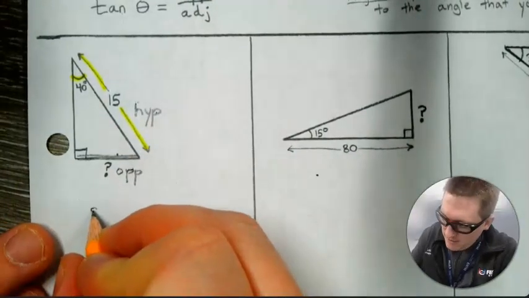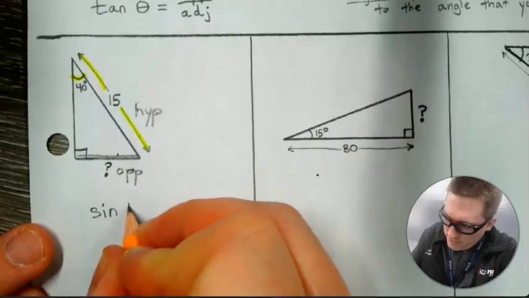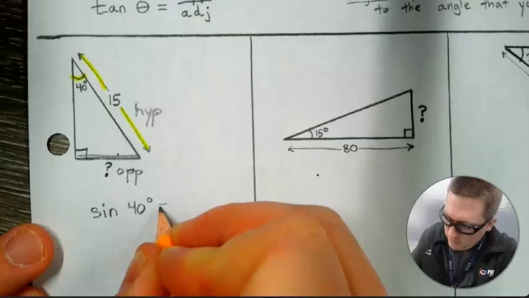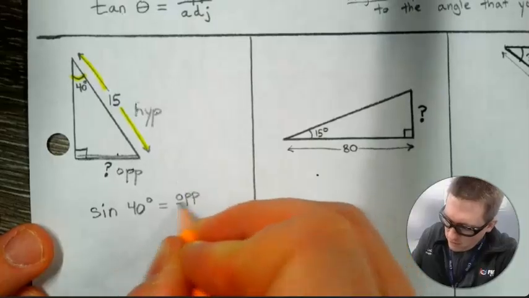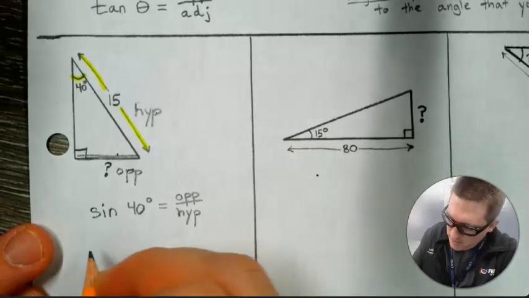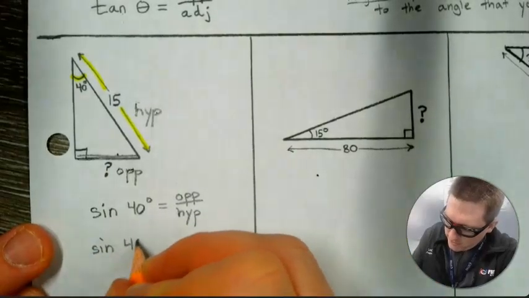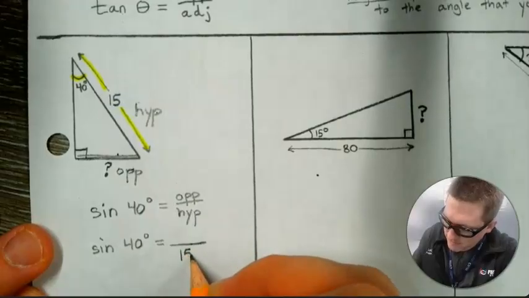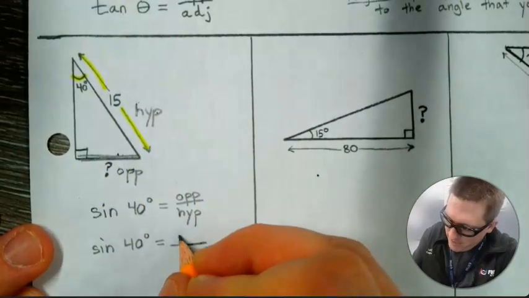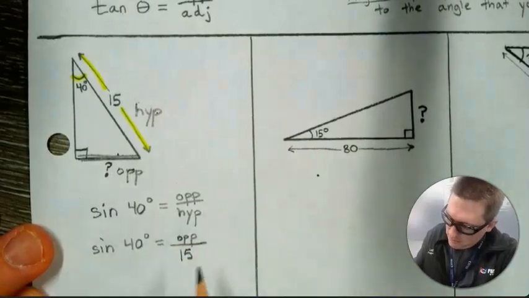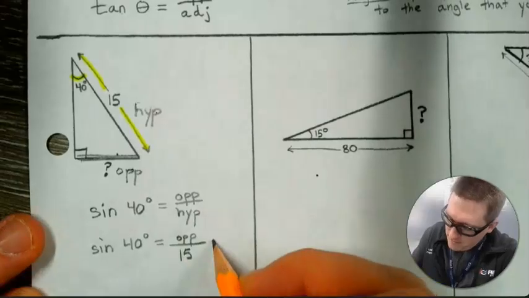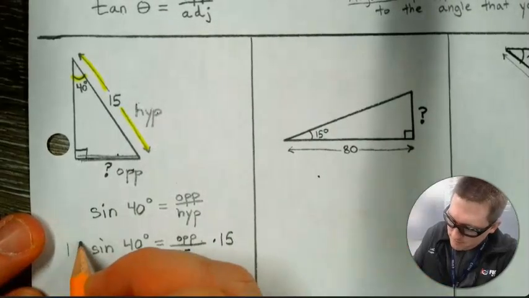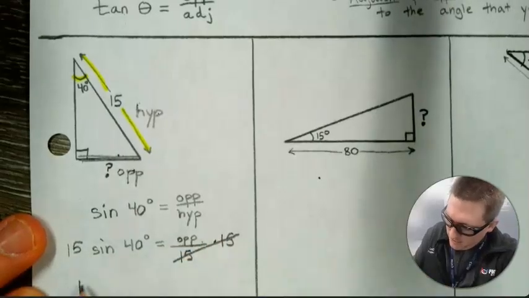So I'm going to write this as the sine of 40 degrees equals the opposite over the hypotenuse. In other words, the sine of 40 degrees is, well, I know the hypotenuse is 15, and the opposite here, that's what I'm looking for. I'm going to solve for the opposite by multiplying 15 on both sides, and that cancels out. And now I have 15 sine of 40 degrees equals opposite.